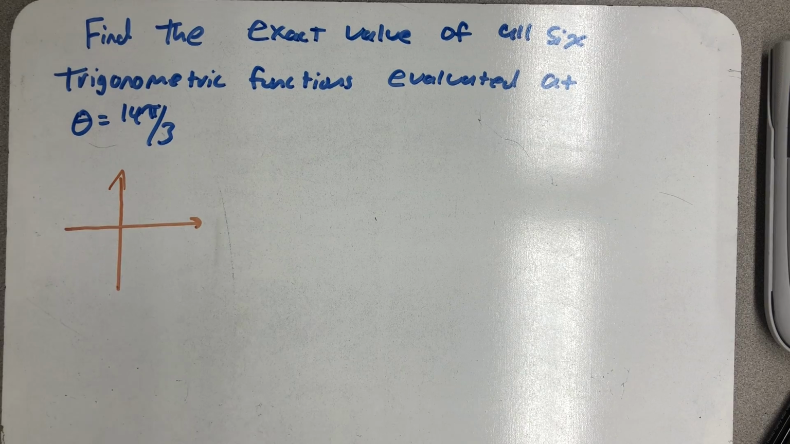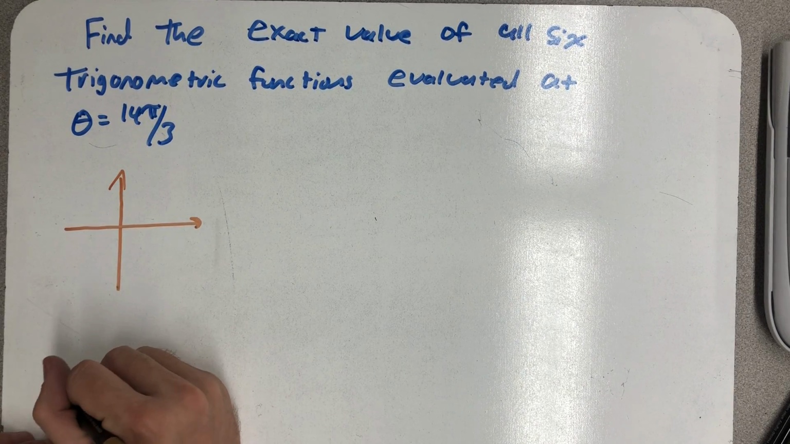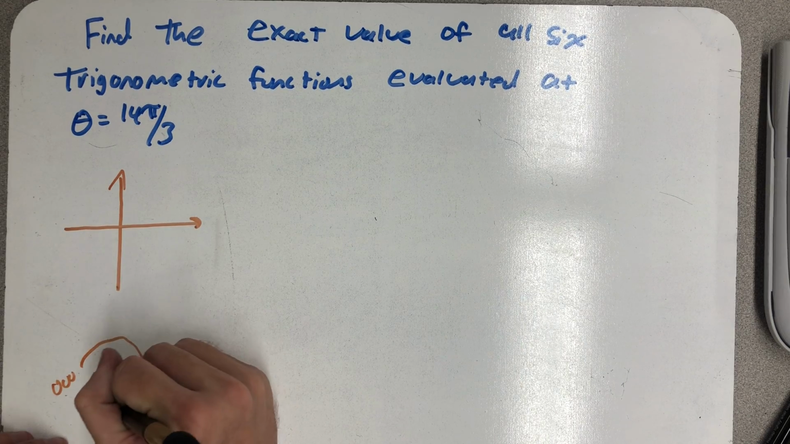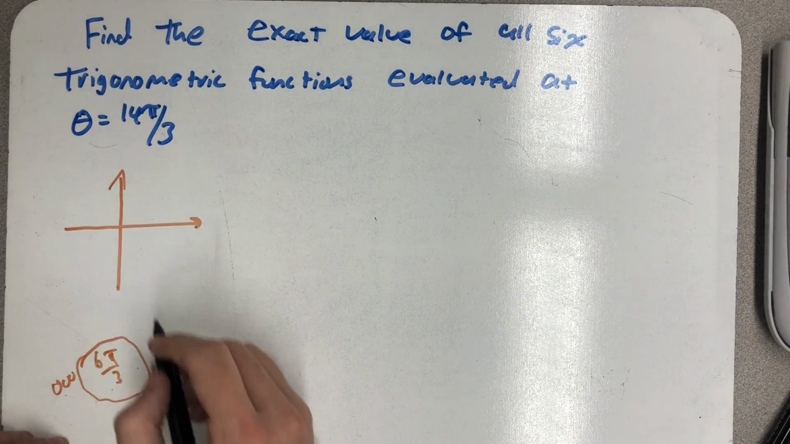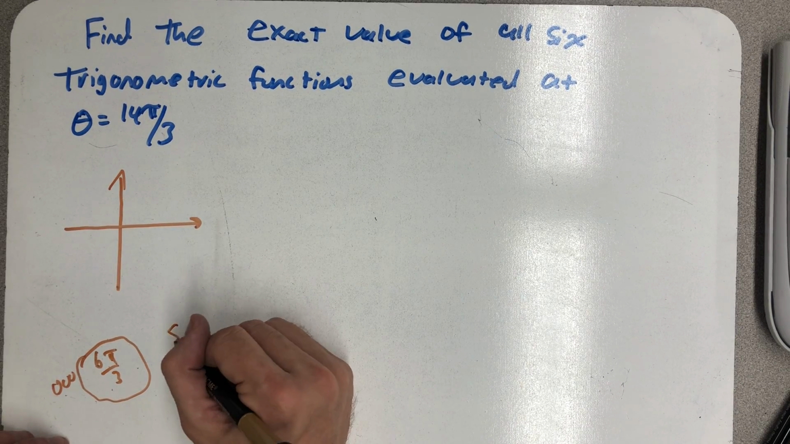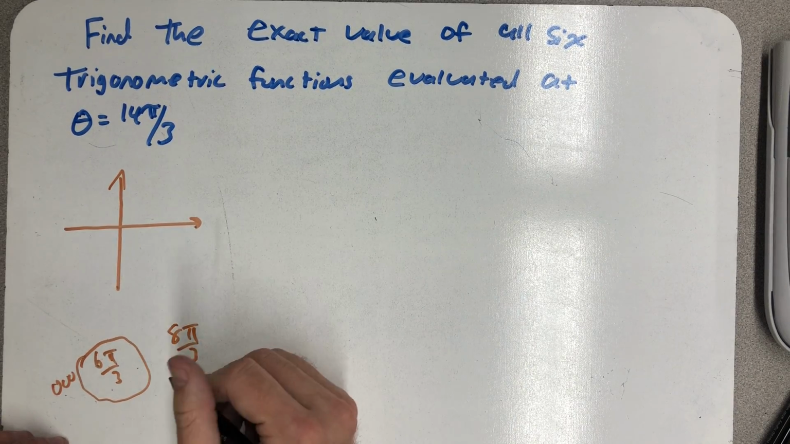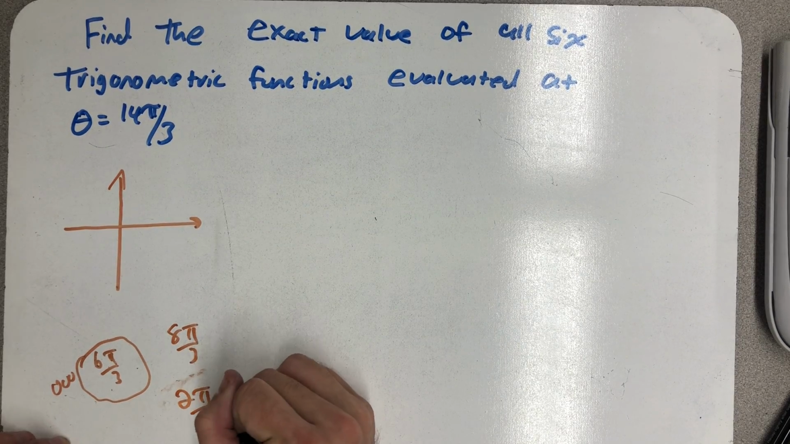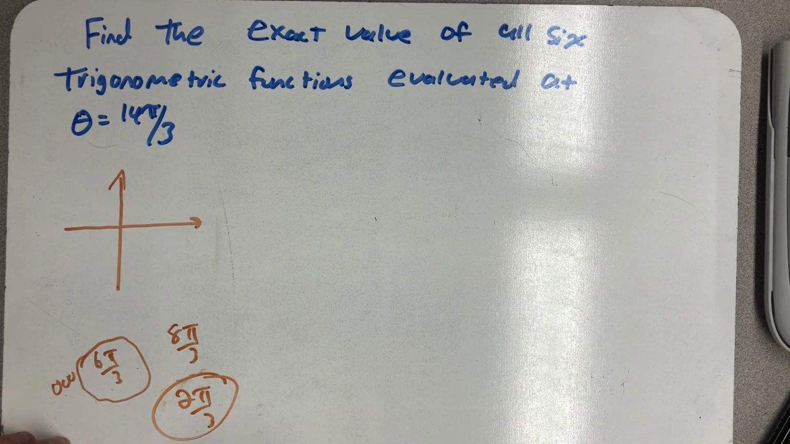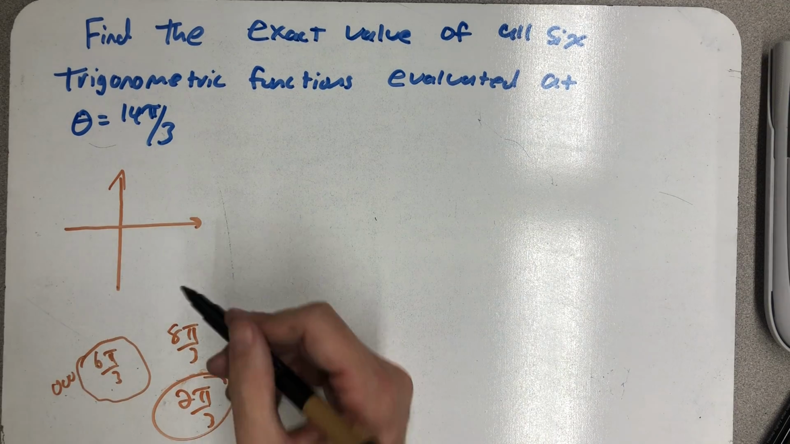So I'm thinking about 14 pi thirds. That's clearly larger than 1 full revolution. So I can think up what 2 pi is going to be with a denominator of 3. That's going to be 6 pi thirds. And if I take 6 pi thirds away from that once, I get 8 pi thirds. Do it again, I'll get 2 pi thirds. And there's my coterminal angle that is in that first rotation around.